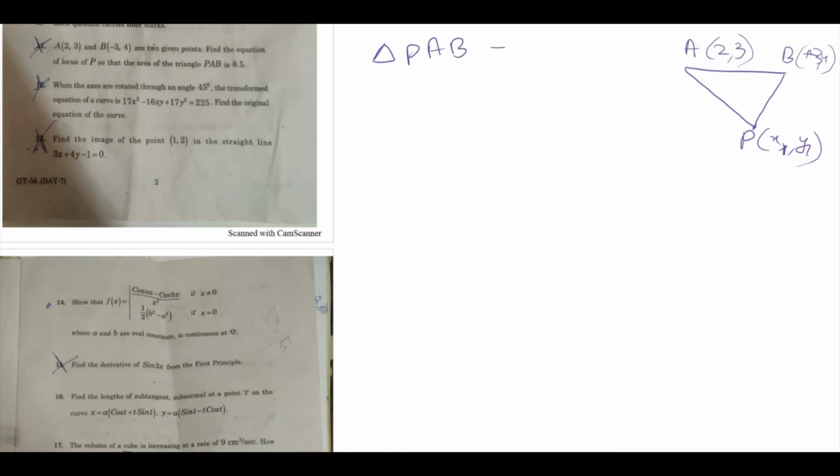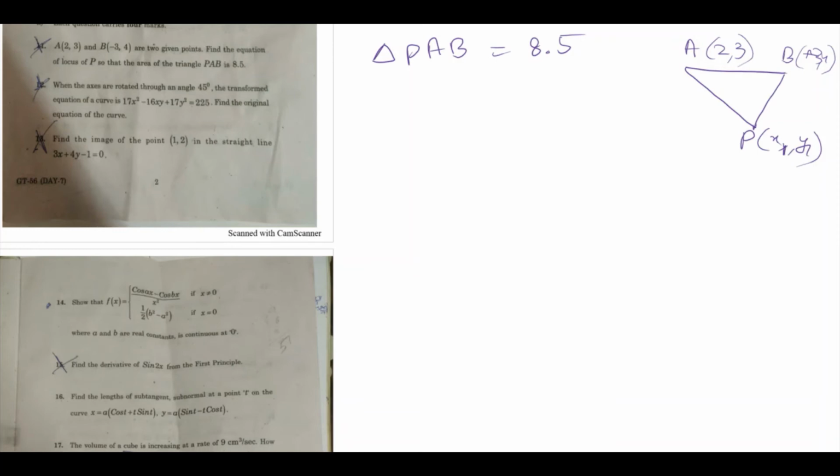Next is the 11th question. Section B, 11th question. Given A and B are 2 points, find the equation of the locus of P so that the area of the triangle PAB is 8.5. Given A is (2, 3) and B is (-3, 4). If I take these 2 points, take a point P such that P is (x, y) or (x1, y1). Area of triangle PAB is given as 8.5.